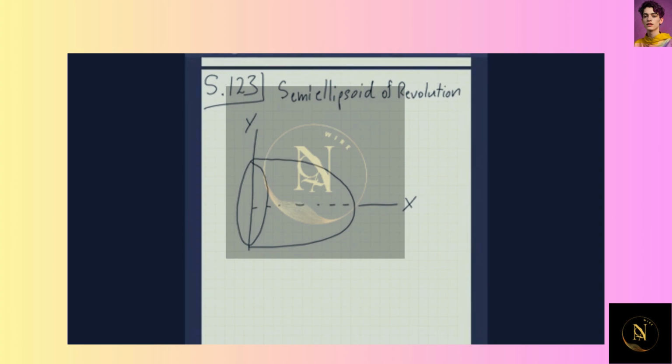Problem 123 asks us to find the centroid or center of gravity of a semiellipsoid of revolution that's split into two parts, two equal halves, not equal in volume but in length or height. So I can split this in half where we have equal halves. I'll call the total height of this semiellipsoid h, so h over 2 for both halves.